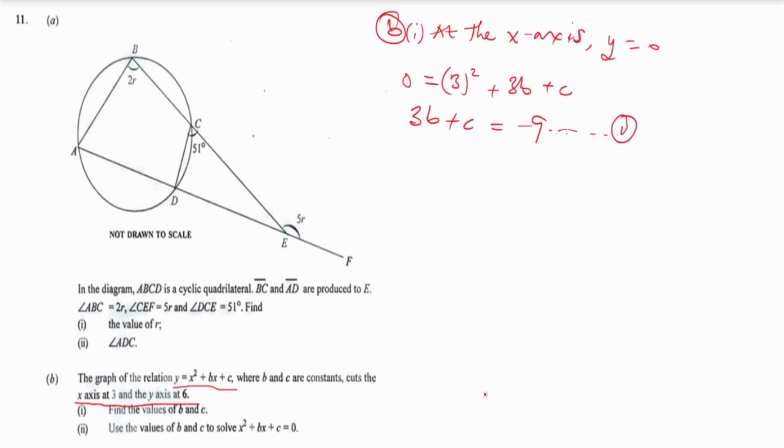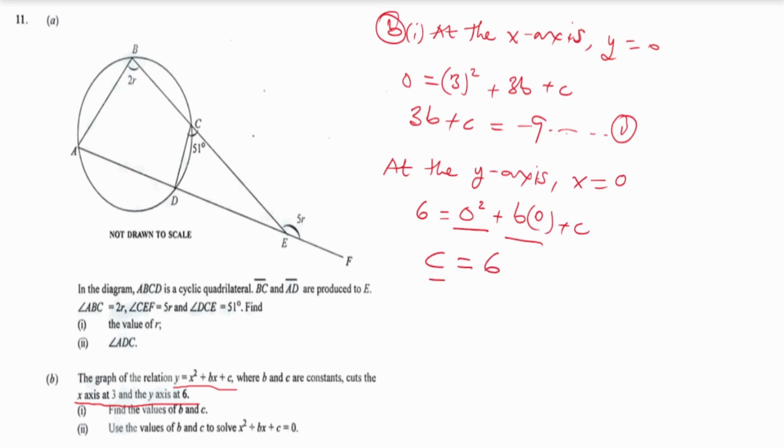There's no solution yet. And then also at the y-axis, the x coordinate is 0, so let me write that again. And we are going to do exactly what we did earlier here too. Substitution into the formula. So wherever we see y, we put 6, and wherever we see x, we put 0. So this expression becomes 6 for y equals 0 squared plus b times 0 plus c. This is 0, this is 0. So we get c to be equal to 6.